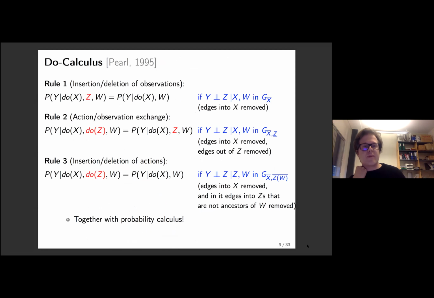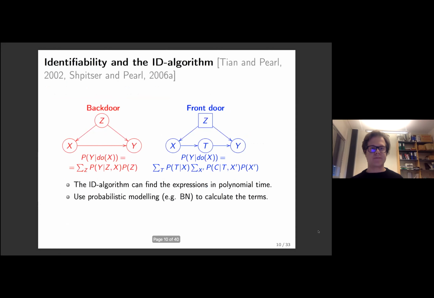So this problem is partly solved by do calculus, which consists of 3 rules. As you can see on the left, you can manipulate probability distributions and get rid of these do operators, especially in rule 2. And you can use these equalities whenever the graphical separation criterion or independence criterion on the right in blue happens to be true in the graph. So with these rules and probability calculus, you can derive expressions that prove the identifiability of a causal effect in many cases. Now here are two classic cases.